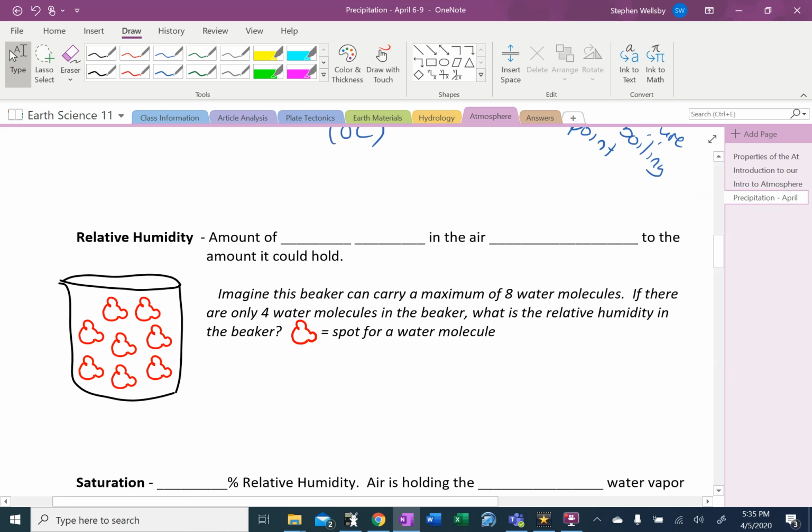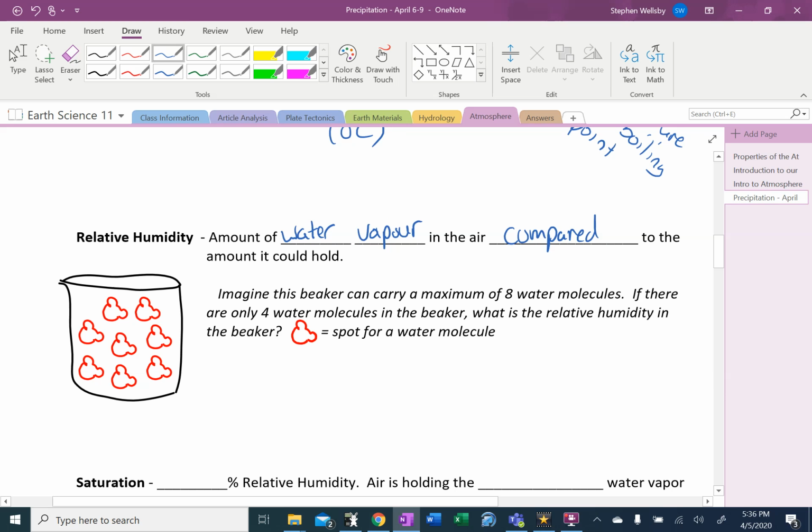Okay, so this may be a new term for you. This is the term called relative humidity. Relative humidity is the total amount of water vapor, so that's water in the form of a gas, the total amount of water vapor in the air compared to the amount it could hold.